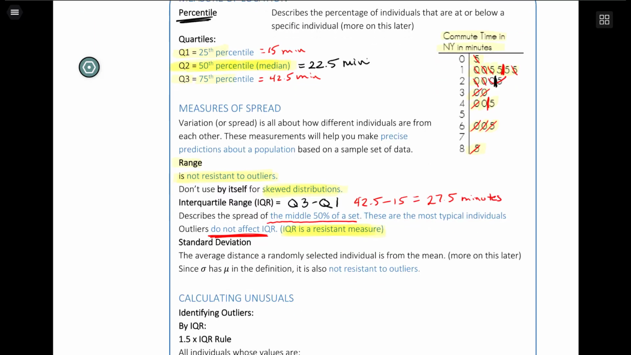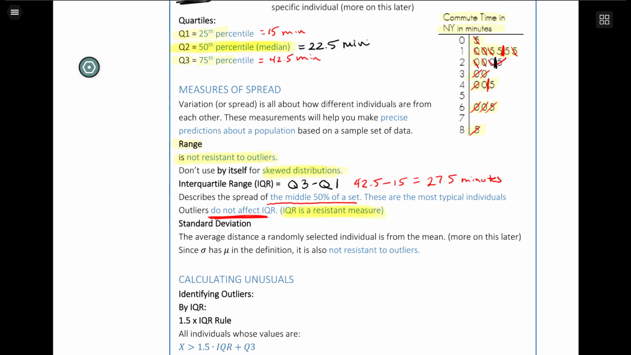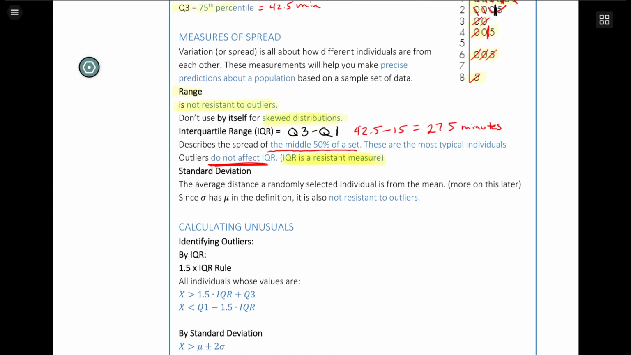That's called standard deviation. Okay, standard deviation, this is a really tough one for students, and we'll go over this more in detail in class. But standard deviation is the average distance a randomly selected individual is from the mean. This is a weird, wordy definition. Not only that, but it says average in the word twice. Okay? It has the average distance from the mean, and we know the mean is the average. So more on this later.